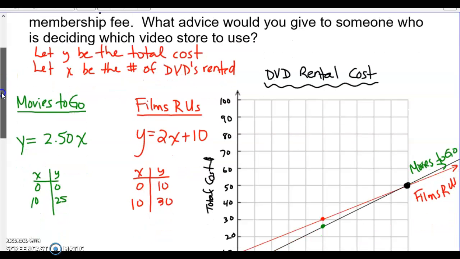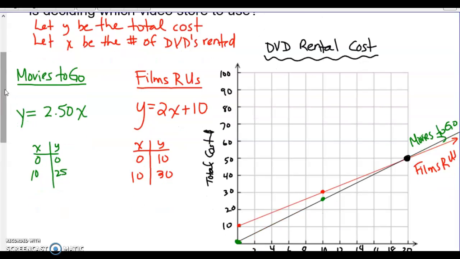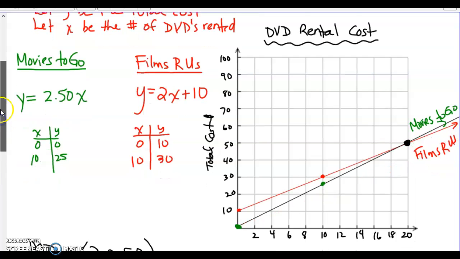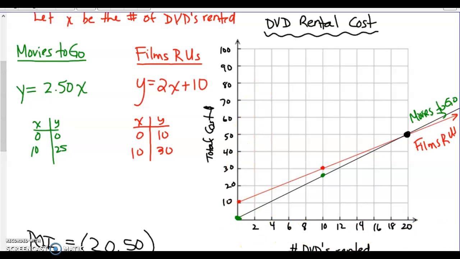So what I want to do is find the solution to this system. I want to find the point where these two lines will intersect. And then at that point I can determine when one store will be more expensive or less expensive than the other. So I am going to create a grid. On my grid, I have to choose an appropriate scale. My x-axis represents the number of videos that I've rented in a month, so I'm going to go up by 2s, from 2 to 20. That's reasonable. For my cost, I'm going to move from $10 to $100, in increments of 10.